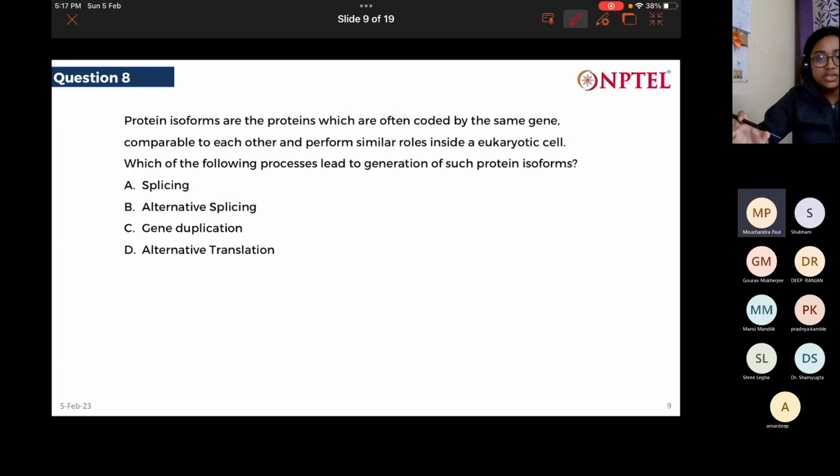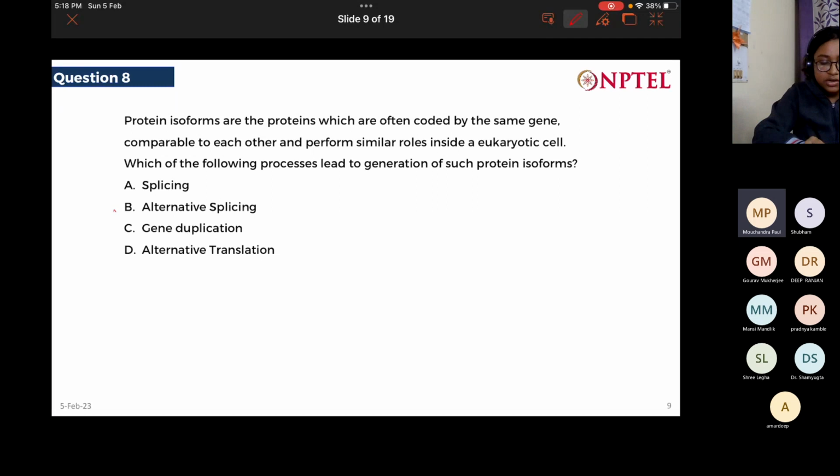So, there is one gene, okay, and due to one of these processes, we get different forms of the protein that is generated from that particular gene only. And these different variants of the protein perform similar functions. So what is the process? They want to know what is the process that is leading to the formation of such variants of the same kind of protein. Okay, so the answer here will be alternative splicing.